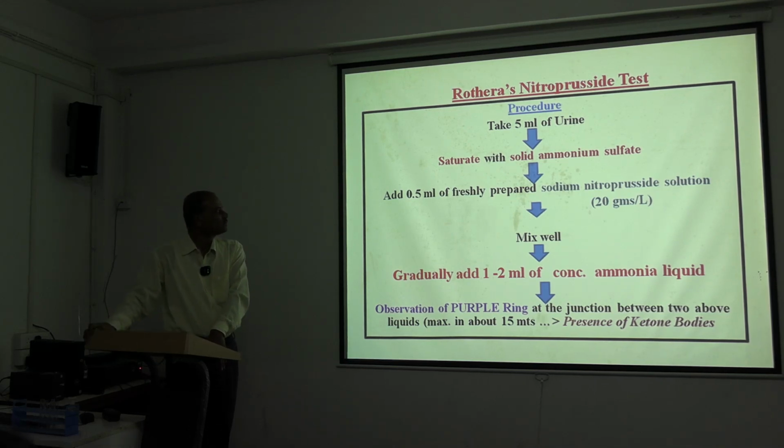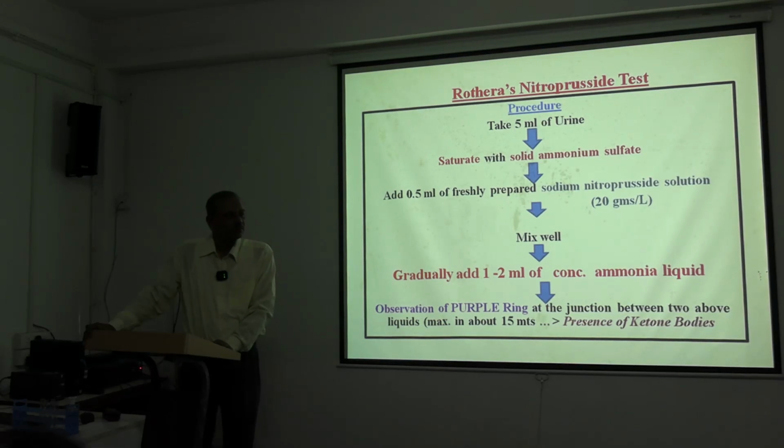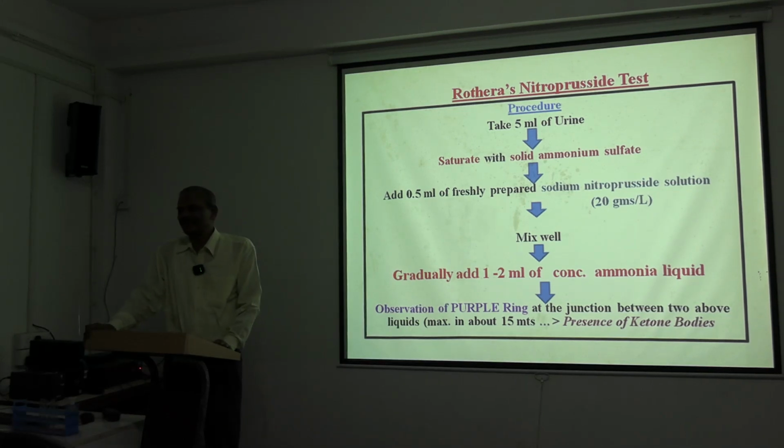So saturate with solid ammonium sulfate. Ammonium sulfate will be given to you. Ammonium sulfate is very much soluble in water. So how will you saturate? Any idea? Can anybody tell how you will understand that a solution is saturated? Then no more solute can be added to the solvent, then we call it saturation. Can anybody volunteer?